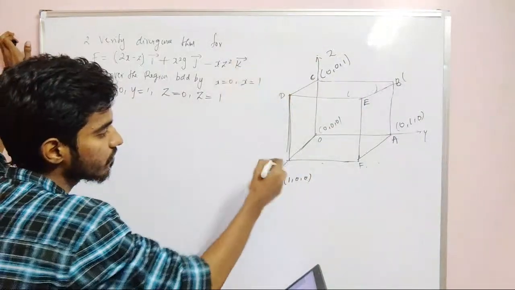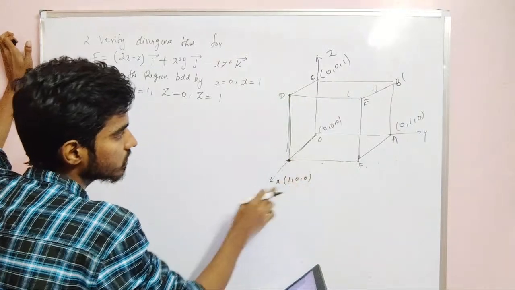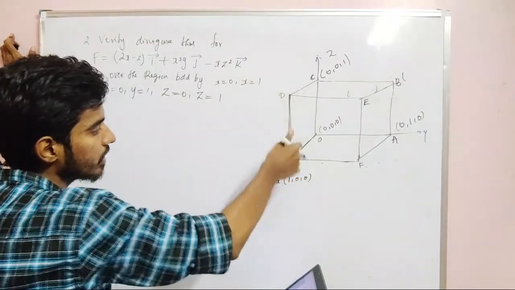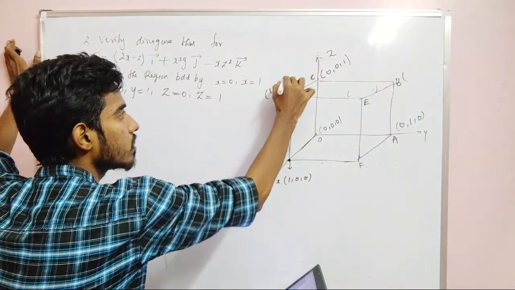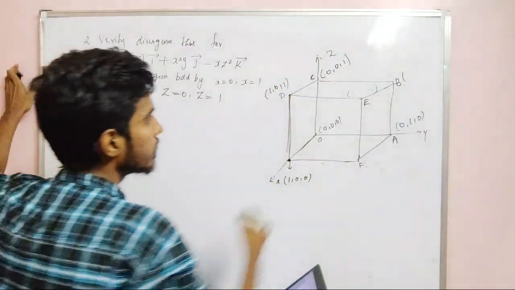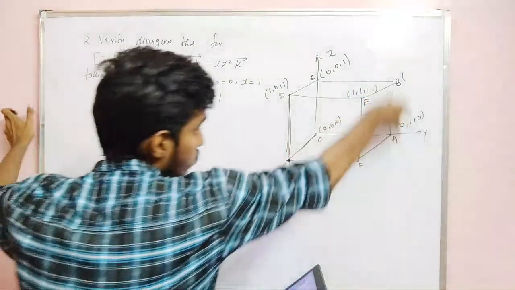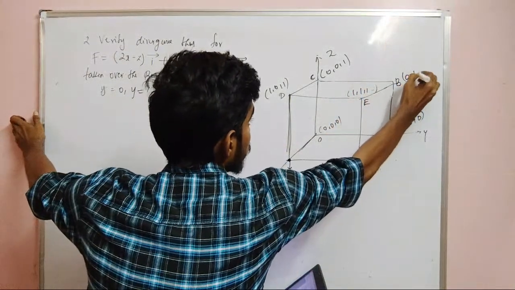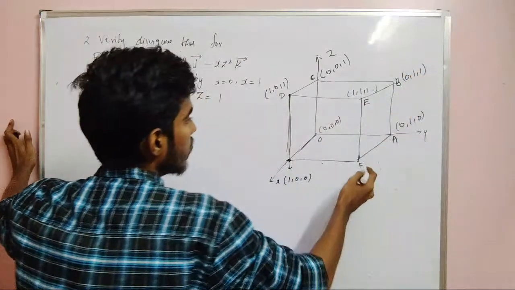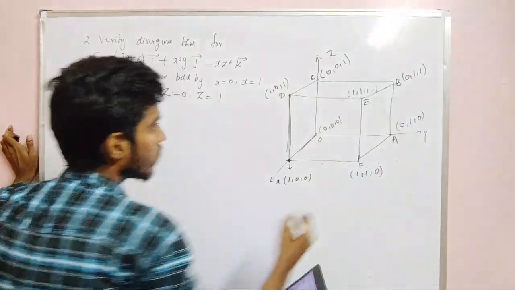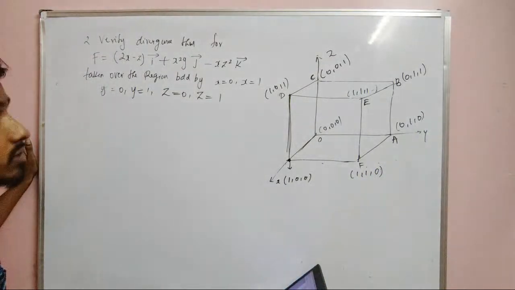We are moving in... this point is (1, 0), and here we are moving in z. So we have (1, 0, 1), and this point will be (1, 1, 1). From here to here we are moving in z, so we have (0, 1, 1), and from here to here we are moving in y, so we have (1, 0). These are the 8 vertices.